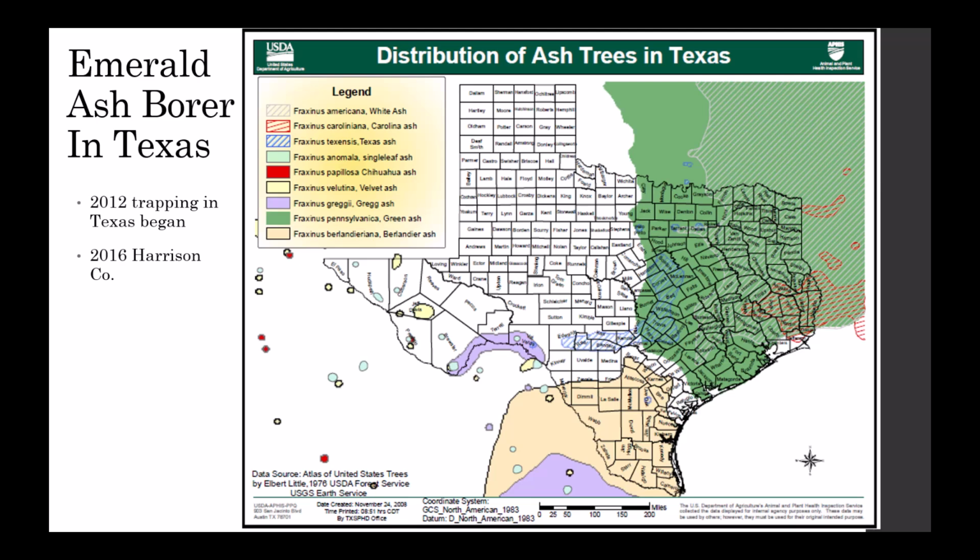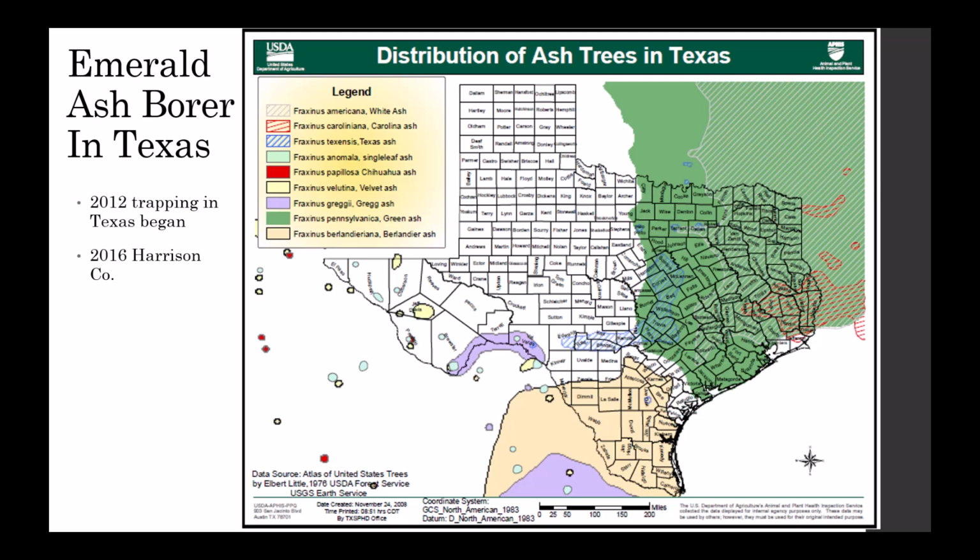Emerald ash borer was first detected in Texas in April of 2016 when 4 adult beetles were caught and confirmed in a monitoring trap in Harrison County, just south of Karnak, Texas, in the northeastern part of the state.